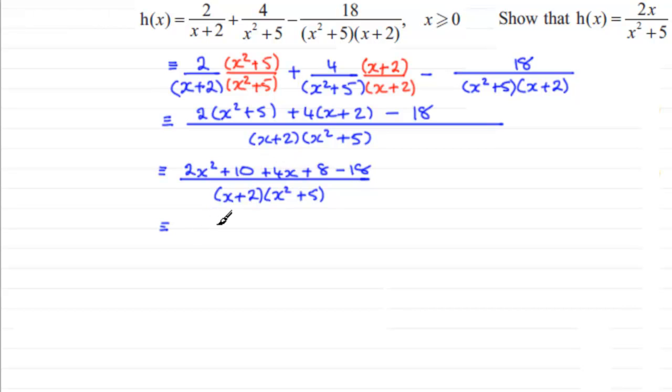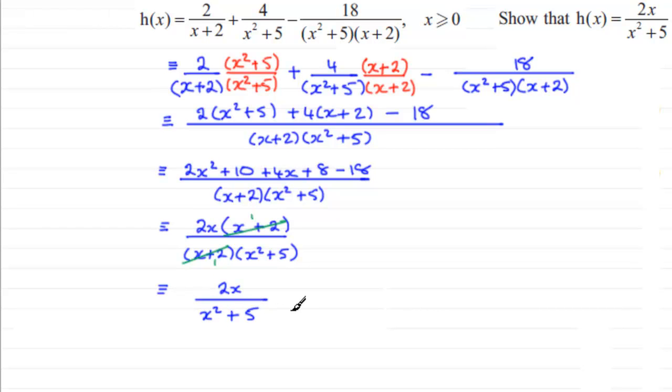And I can factorize that. I can pull out 2x as a common factor. So we've got 2x bracket x plus 2. And that's all over then our denominator, x plus 2 and x squared plus 5. And you can see that we've now got a common factor on the top and bottom which can now cancel. So what we end up with is what we had to show, 2x then over x squared plus 5. Alright.